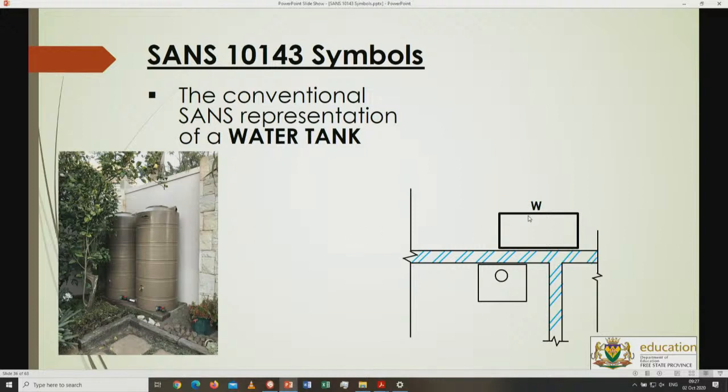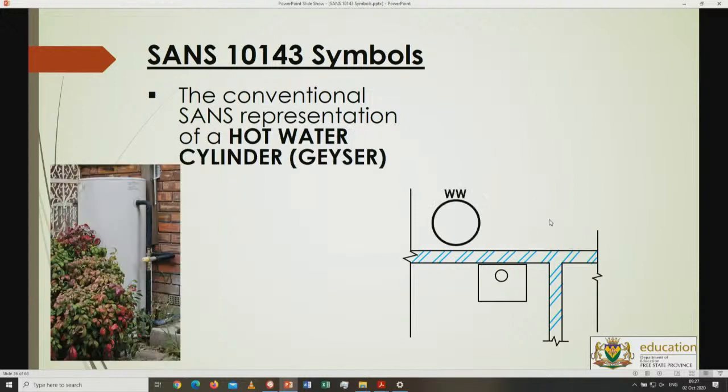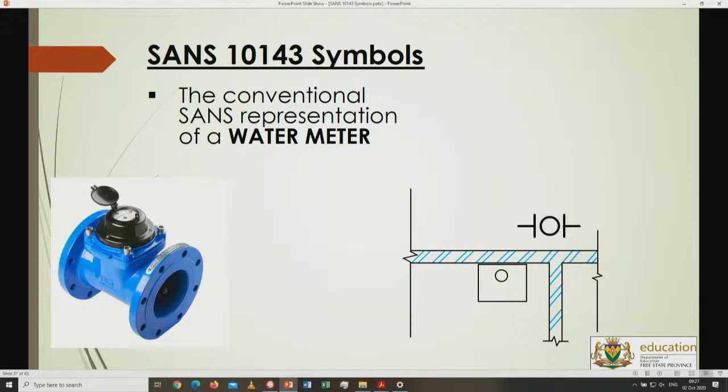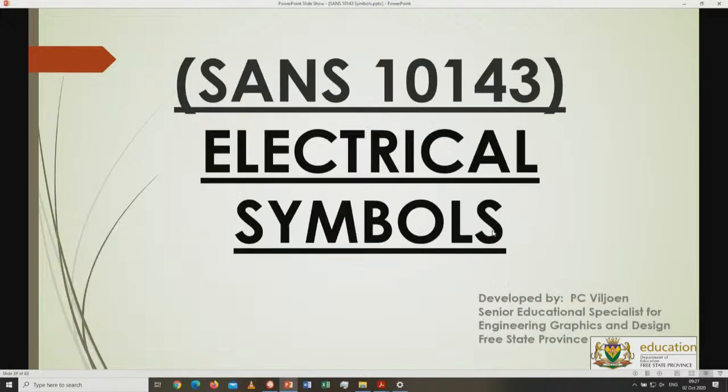Right. So you've got the symbol of a W inside a square. You've got a symbol of a W outside on a rectangle, and then two W's with a circle. Those are the symbols for water tanks, for geysers, and for water meters. This is for a water meter itself. This is the symbol for the meter. In other words, that is where you will meter your water usage, and then of course the municipality will charge you on the meter's previous reading and the new reading.